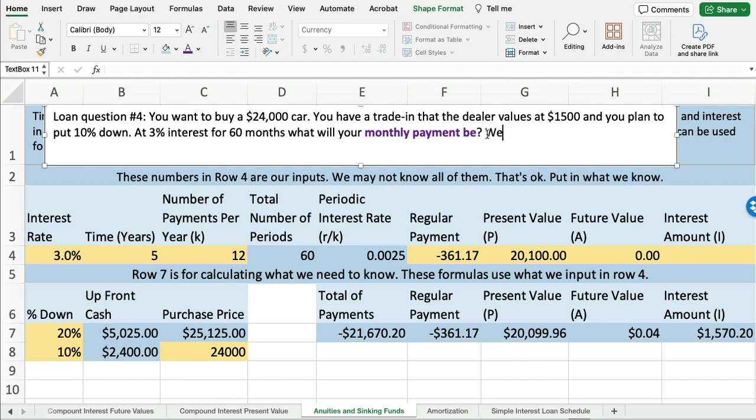So we will pay, looks like, $361.17 per month for 5 years. And then by the end of that, the car will be our own. We will own it. So that's it for that example.